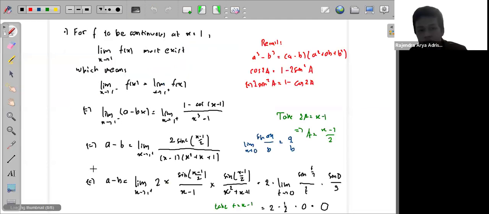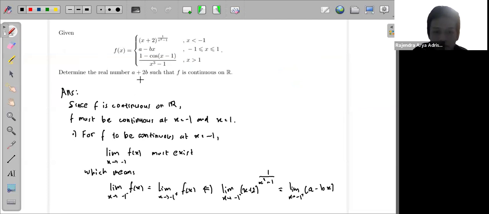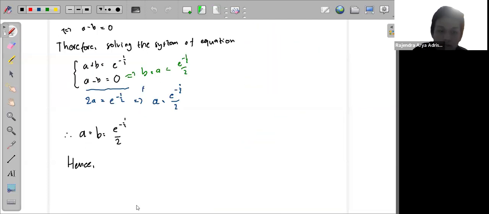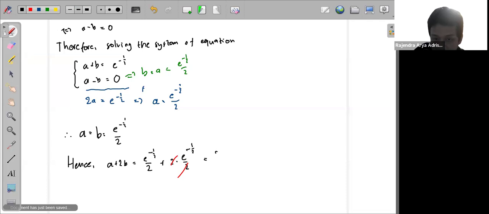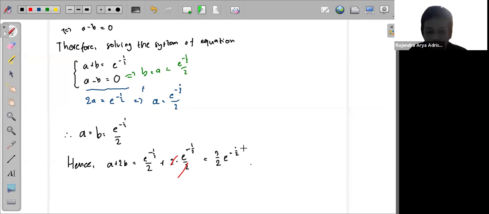So for the conclusion, the problem wants us to find a plus 2b. So now we can find a plus 2b is just this plus 2 times this, these two cancel out. Now it's just 3 divided by 2. Okay, so that's it.